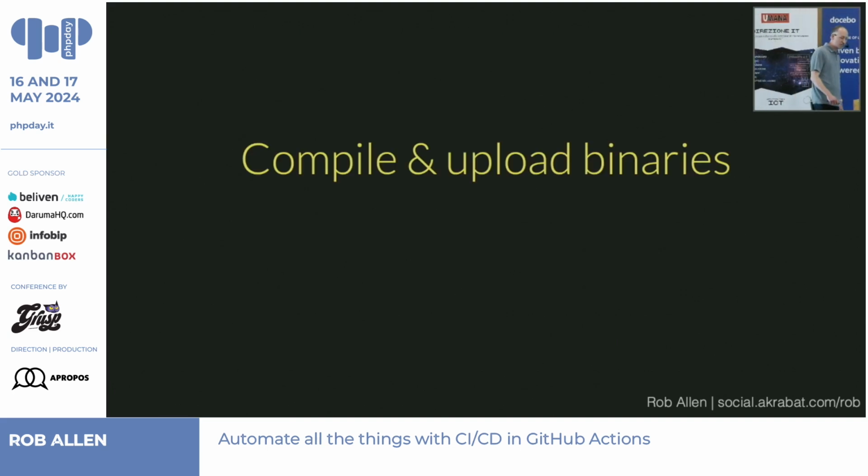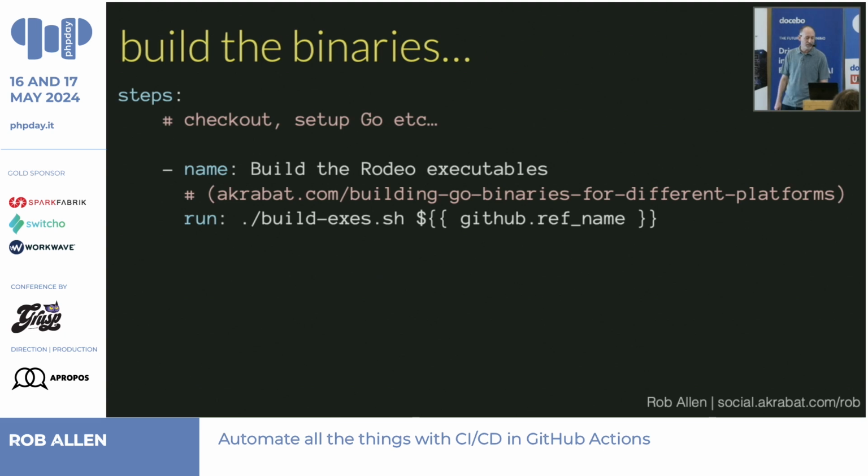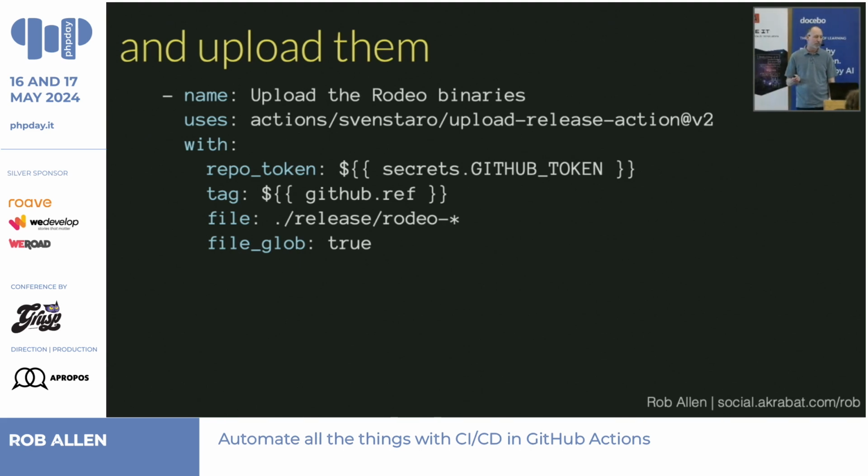Compile and upload binaries. Another project I do is a Go project where we need to upload binaries. So we now do it on a published release. So we've published our release, but this time we build the executables, and then we upload them. Same sort of process. The key thing here is, what am I doing that I have to keep doing over and over again? How do I automate that so I never have to remember to do it? This one is quite cool because it adds it automatically to your GitHub release page for you. So the artifacts are where your users expect to find them.